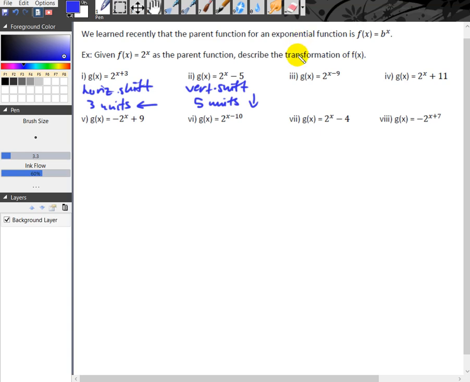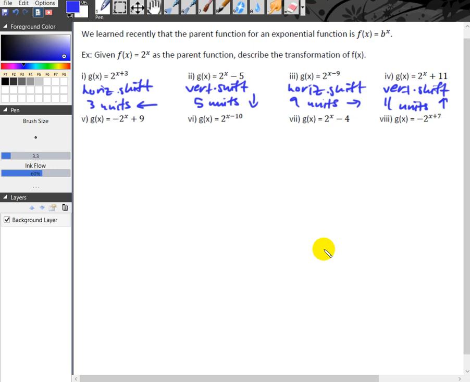You can play around with these as well. This one would go the opposite way. If we have the x's, this is going to be a horizontal shift, 9 units to the right. And for this one, we're manipulating the outside, so this is going to be a vertical shift, 11 units up. That's generally what I'm looking for in those types of problems.